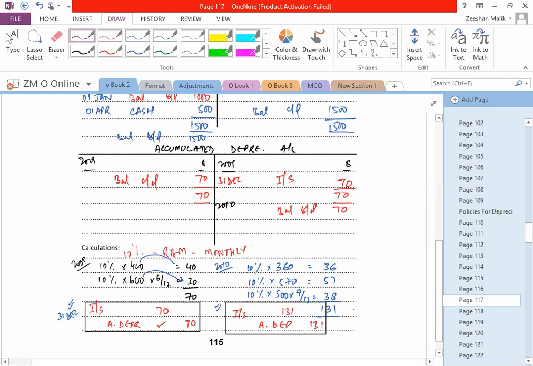Now it is 2010. In 2010, the double entry is: income statement debit, accumulated depreciation credit, with a value of 131, because of the income statement on 31st December. That's all. Accounts closed, balance is transferred, balance carried down, and balance brought down.